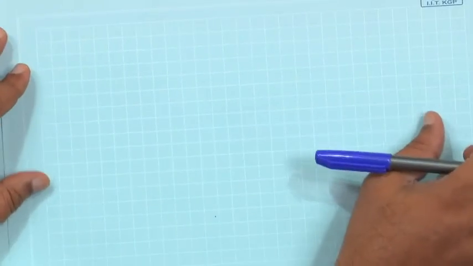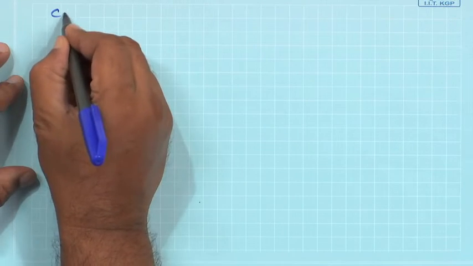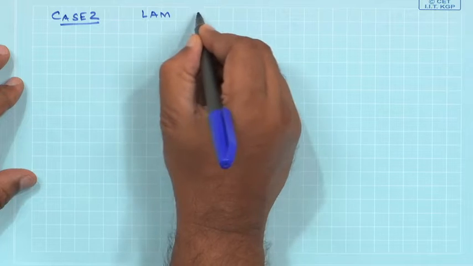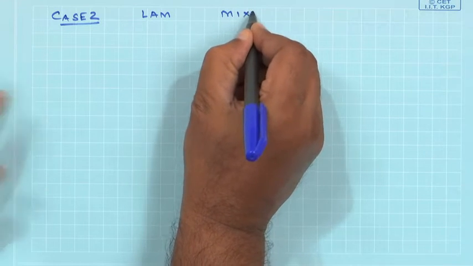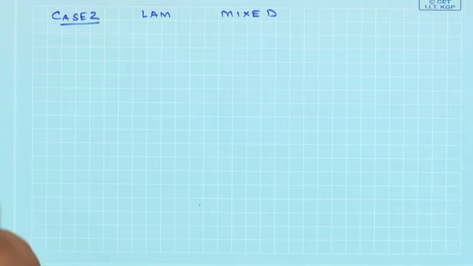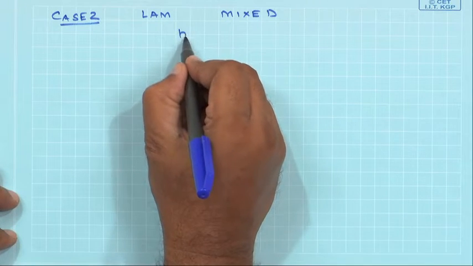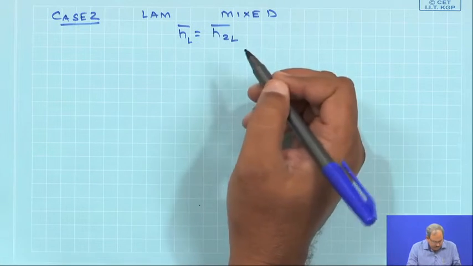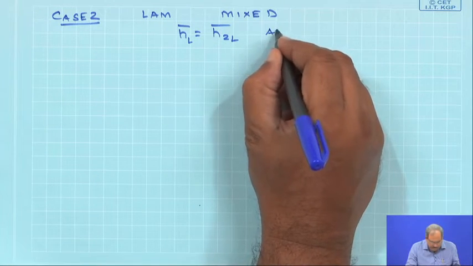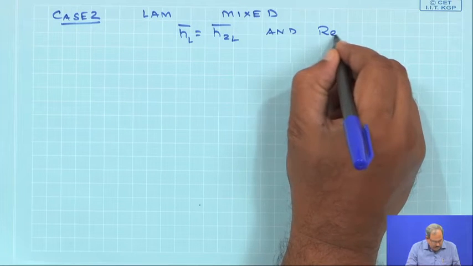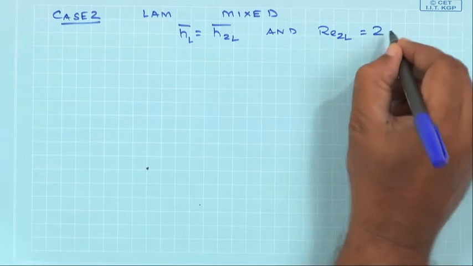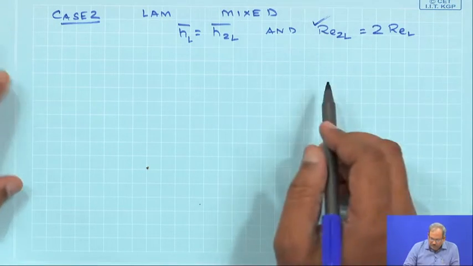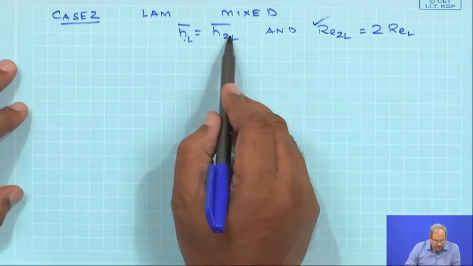The case 2 simply tells us that it is going to be laminar on one and mixed on the other. And what we are looking for is h bar L equals h bar 2L, and we also understand that Re_2L would obviously be twice Re_L. So, this will always be valid, and we are looking for these two.